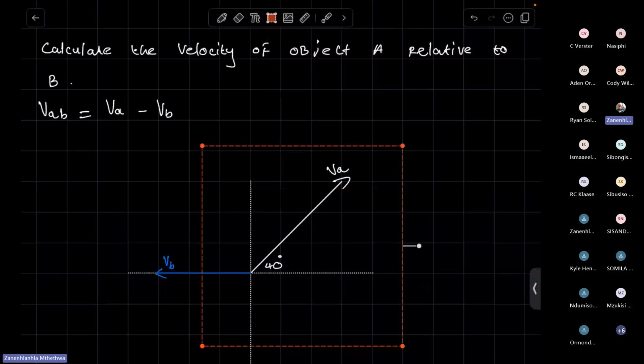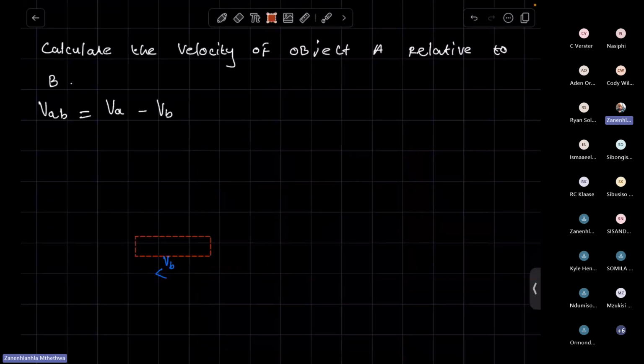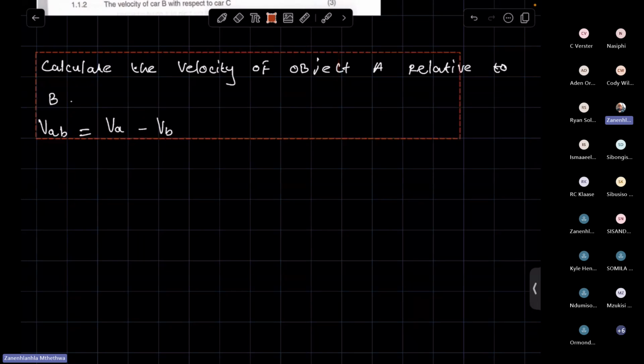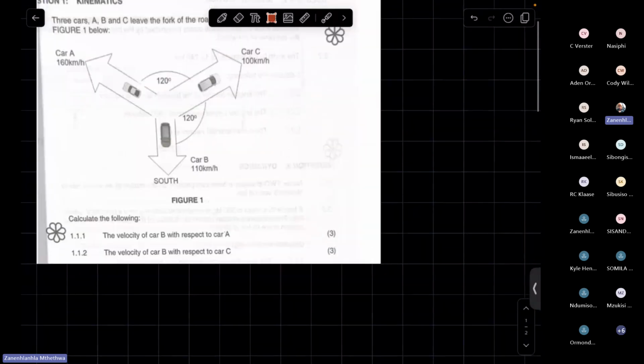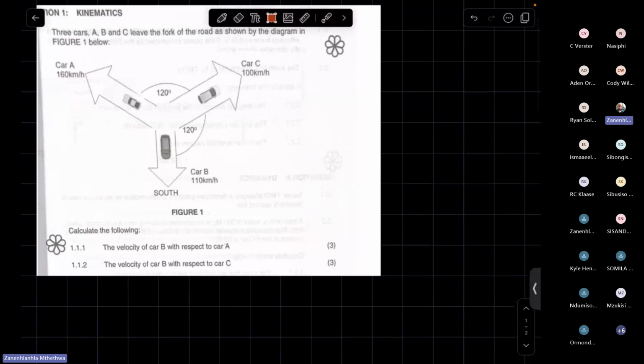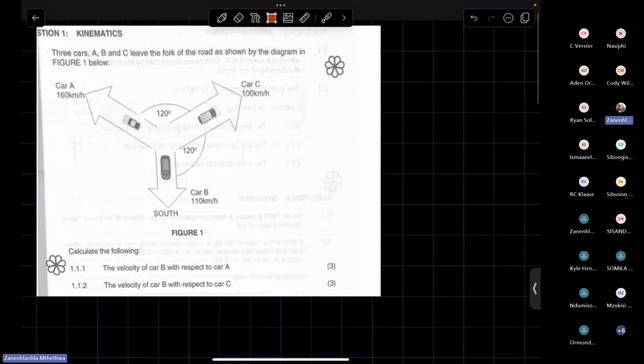Now let us look at an example. First we are going to look at using the method of components, to see how you'd go about using it. Can you guys see this problem?